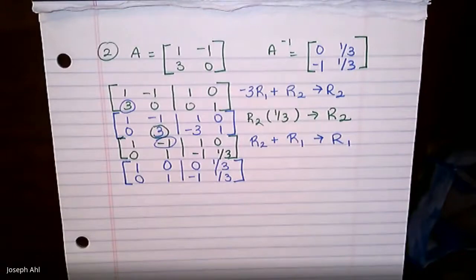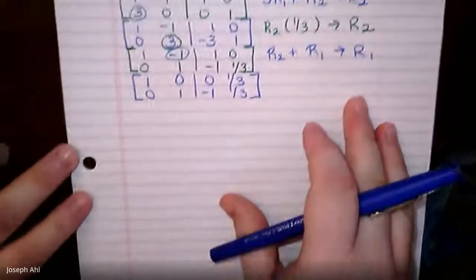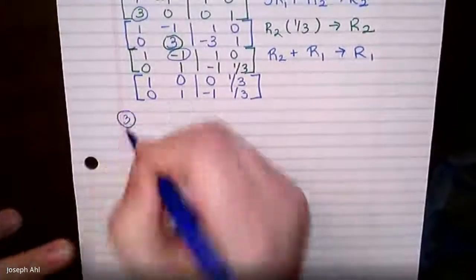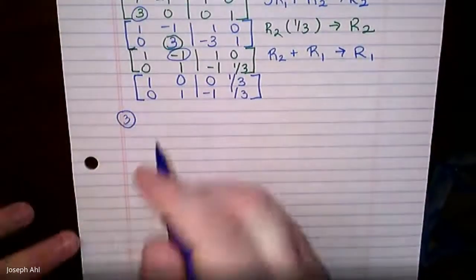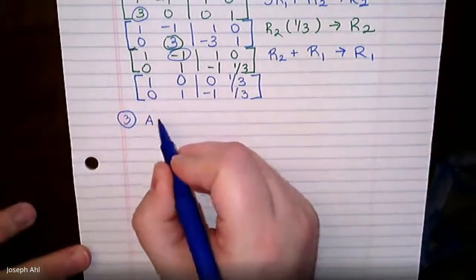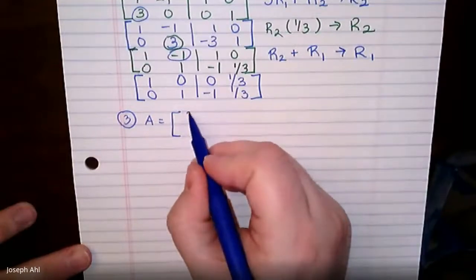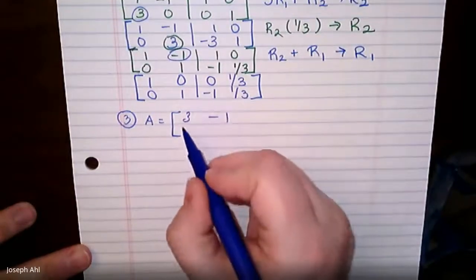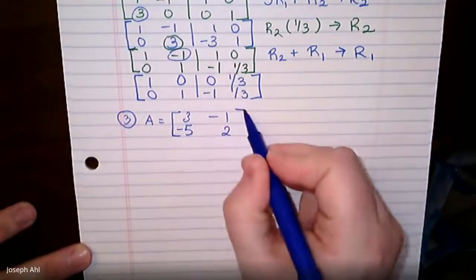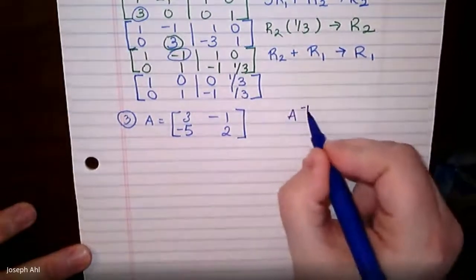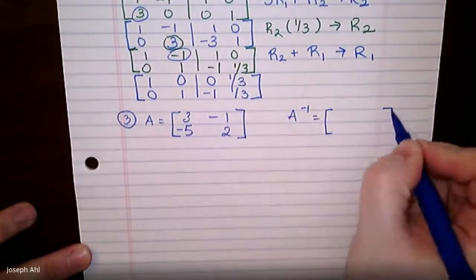So let's do another one for practice, and then maybe I'll just show you 2 more examples, and I'll show you what to do on the calculator to find an inverse. So for number 3, the original matrix A, we'll say is 3, -1, -5, and 2. So A inverse is, we'll find out.